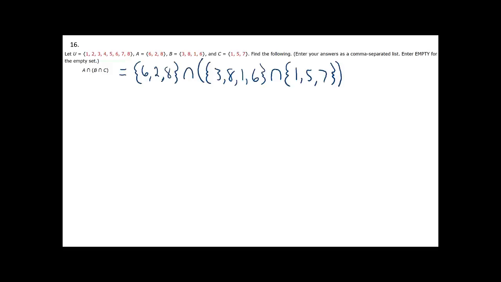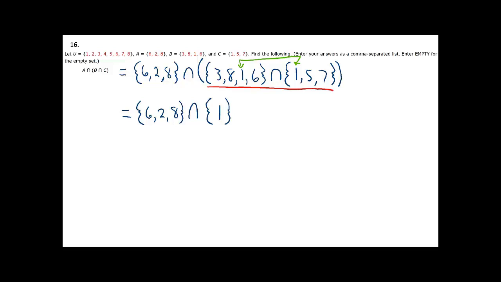So I would start off just by writing everything out explicitly using the roster method. A is a set containing 6, 2, and 8. B is a set containing 3, 8, 1, and 6. And C is a set containing 1, 5, and 7. The parentheses tell you to work inside of those first, so I want to find that intersection first. The intersection is the overlap. So I notice there's a 1 in both, and that's it. There's no other common element. So the intersection of those two sets is just a set containing 1.